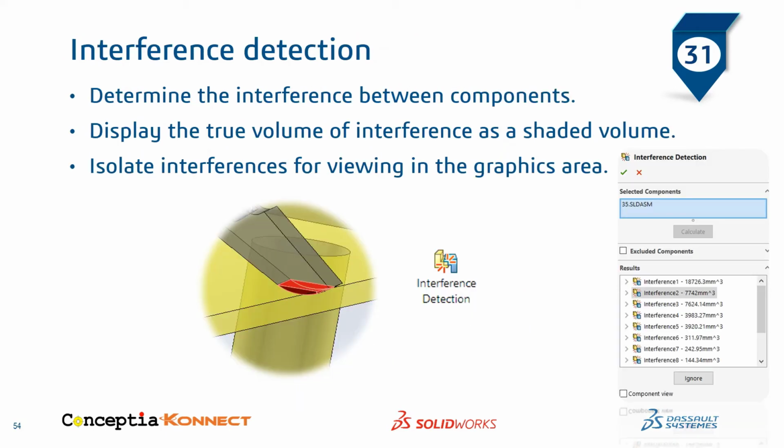Number 31. Interference detection. Best option under the Evaluate CommandManager to check your assemblies and find if there is any interference between components. It also displays the true volume of the interference as a shaded volume, and it will isolate interferences for viewing in the graphics area.